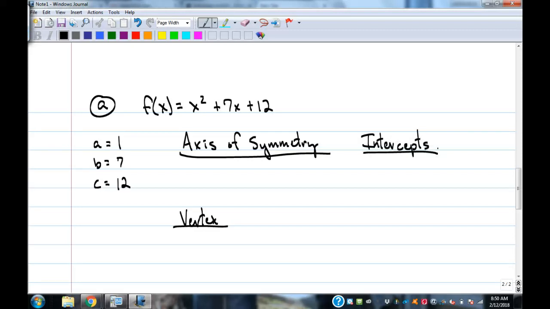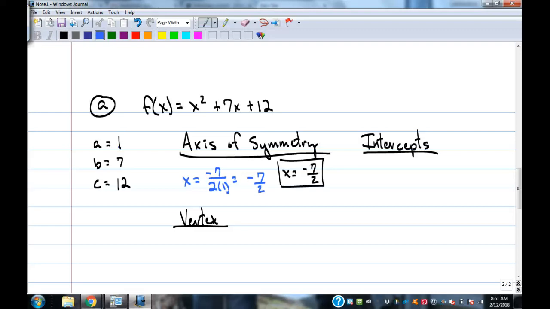Okay. So axis of symmetry, what's the little formula? Negative b over 2a. So that'd be negative 7 over 2 times 1, which is just negative 7 over 2. So our axis of symmetry is the equation x equals negative 7 over 2. I would not change it to a decimal, not unless there were decimals in the original problem. Now, when you go to graph it, you want to think about it as a decimal, but when you're reporting it, no, don't change it to a decimal.